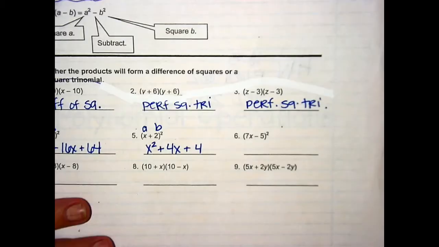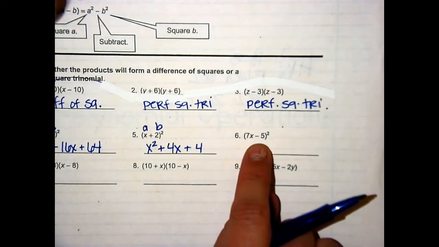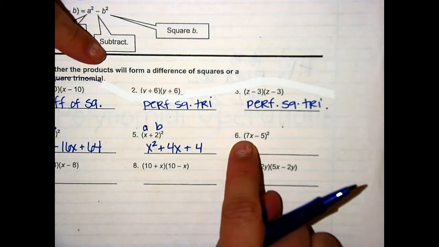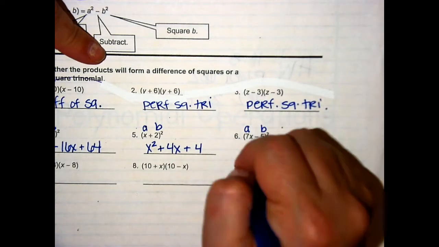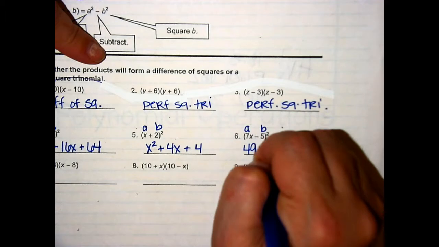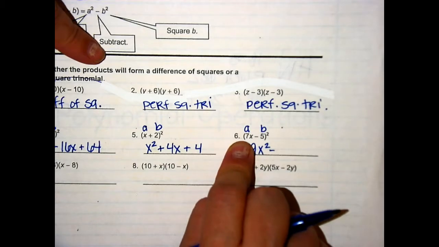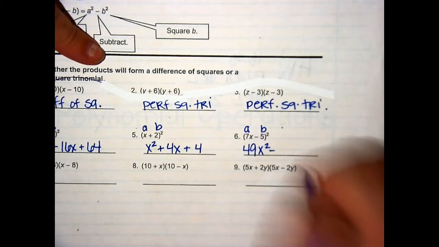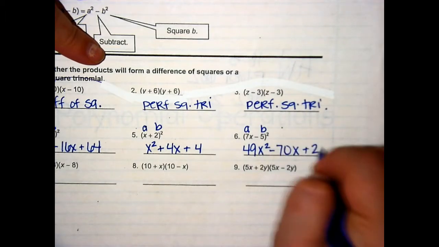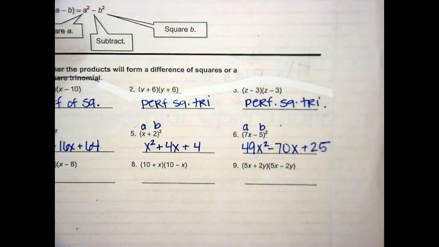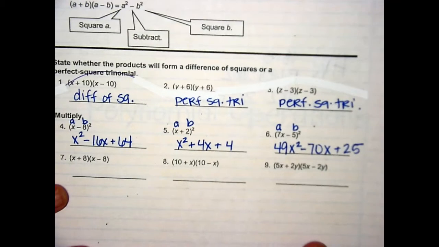On number 8, I have 7x minus 5, so again, perfect square trinomial. So a squared, I can put the a and b up here for you again. A squared would be 49x squared. Because it's subtraction, it'll be minus 2 times a is 14x, times 5 is 70x, and then plus b squared is 25. And if you FOILed it out, you would get the same exact thing.